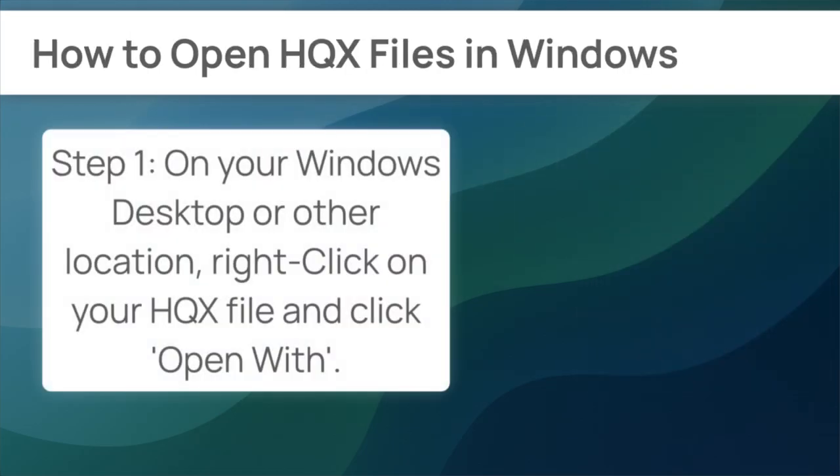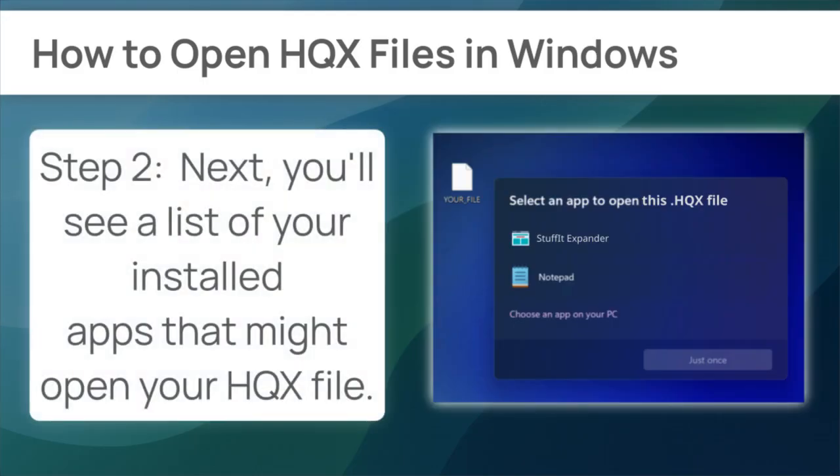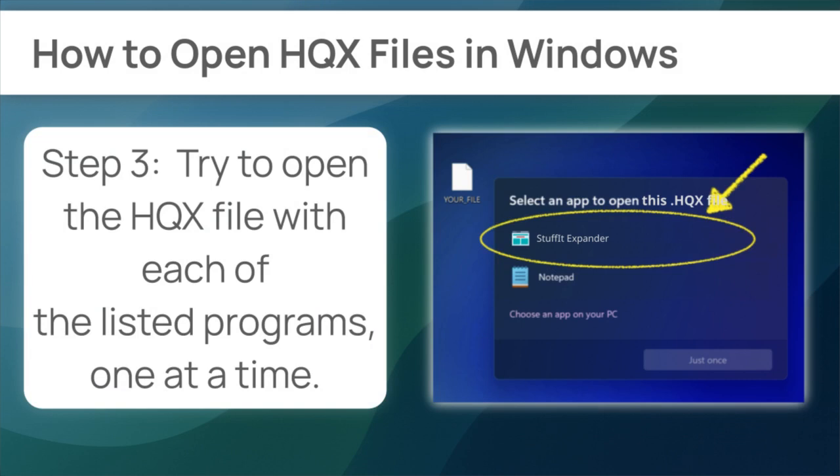Your first troubleshooting move: right-click your HQX file and select Open With. See if StuffIt Expander is available and test it. If it is not visible, select a different program. Testing multiple openers is standard practice.